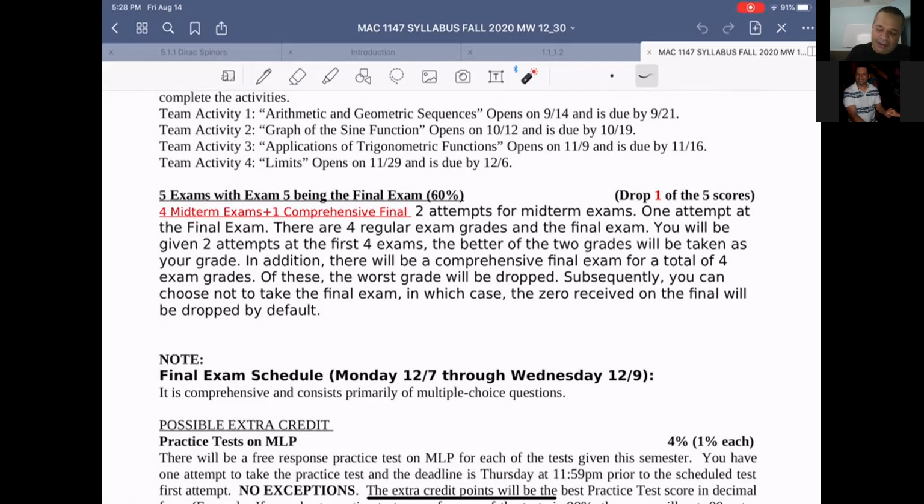All right, and then on top of that, if at the end of the semester you like the first 4 grades, then you're fine. So there's a total of, this should be 5. Oh, I'm looking at all these typos here. This is a total of 5 exam grades. Of these, the worst grade will drop. Subsequently, you can choose not to take the final exam, in which case the 0 received on the final will be dropped by default.